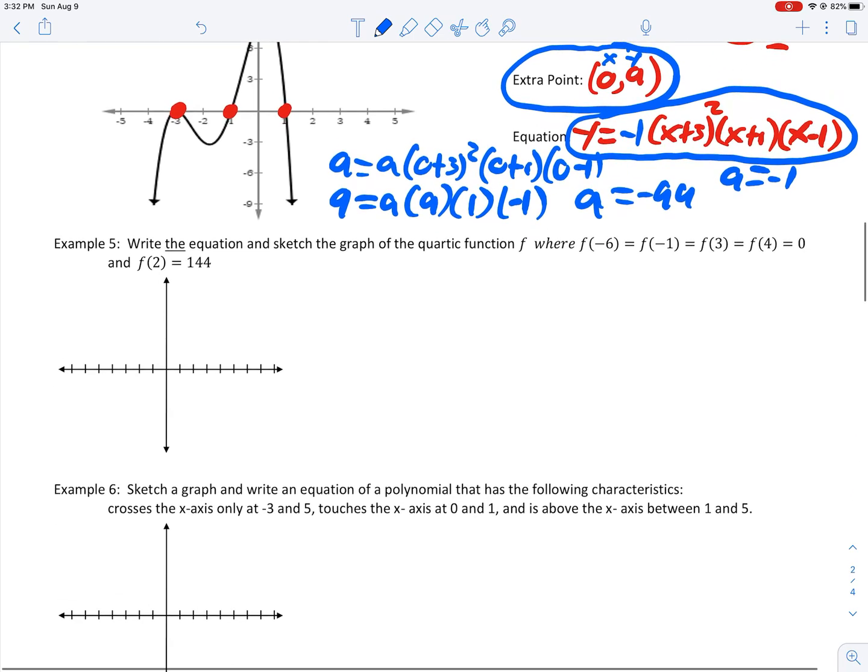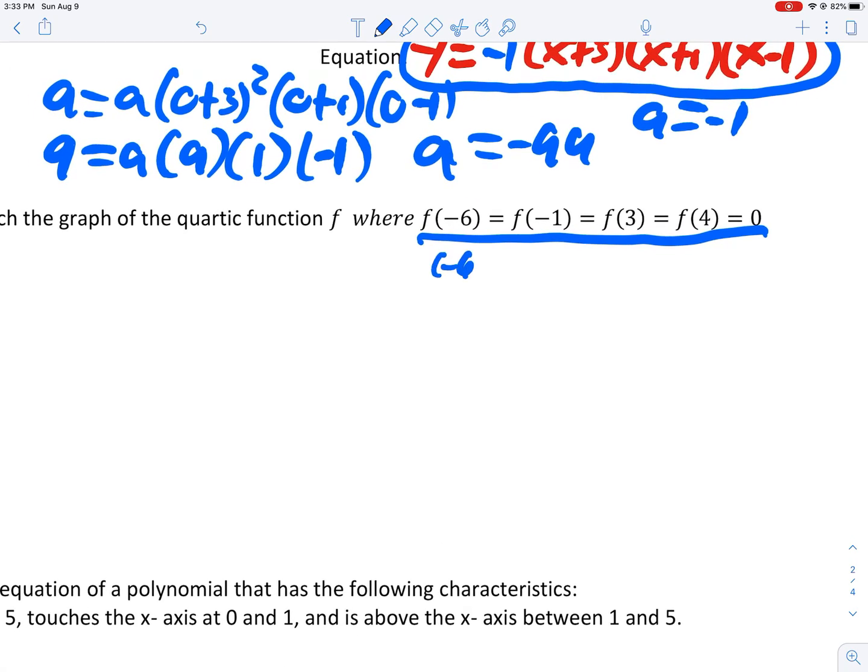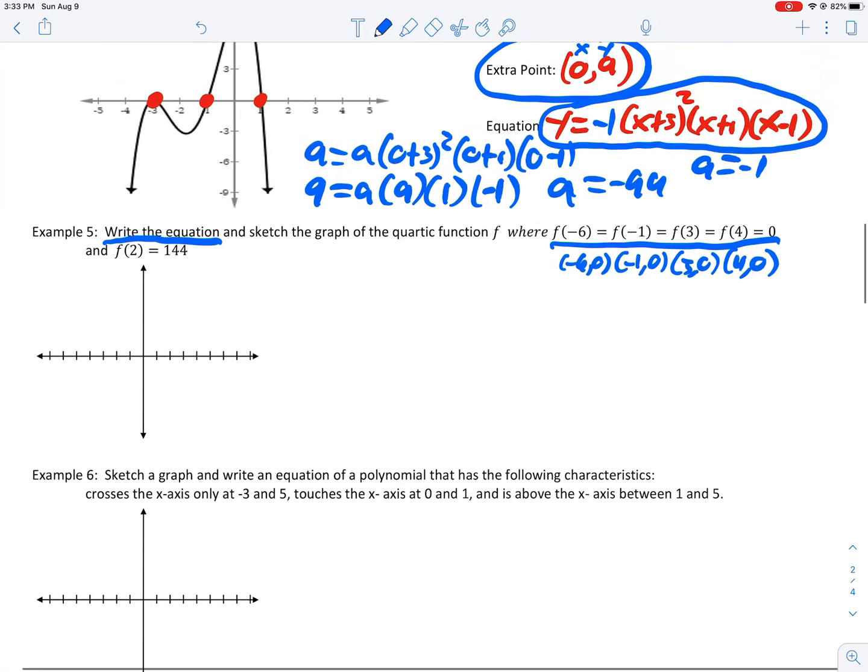Example 5. So write the equation. Again, as soon as I read that, I should be thinking, okay, I got to plug a point in. And then they give us this information, right? We saw this in 3.3a. So they're giving us our x-intercepts. So (-6, 0), (-1, 0), (3, 0), (4, 0). Right? They gave us our zeros, our x-intercepts.